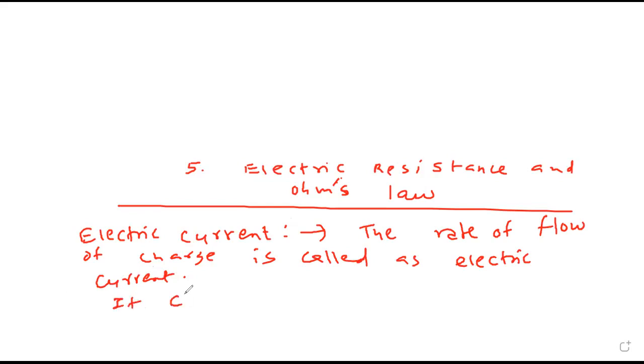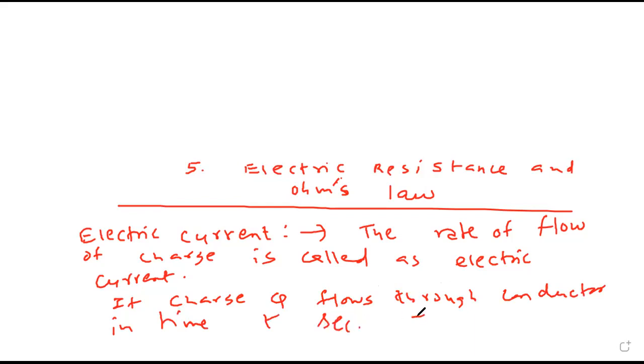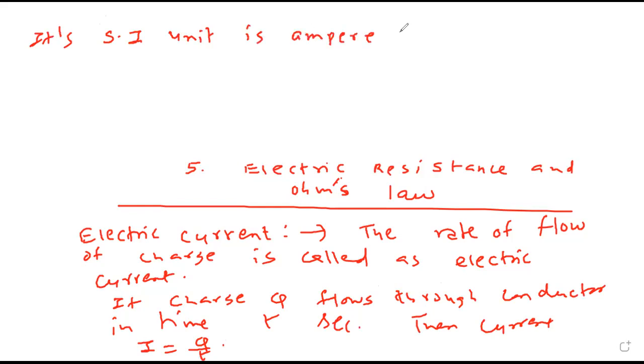So if charge Q flows through a conductor in time T seconds, then can I say current I is Q by T? What is the SI unit of current? Its SI unit is ampere, or coulomb upon second. Either ampere or coulomb upon second. Is it a scalar or vector quantity? Scalar, sir. It is a scalar quantity. Write this much.